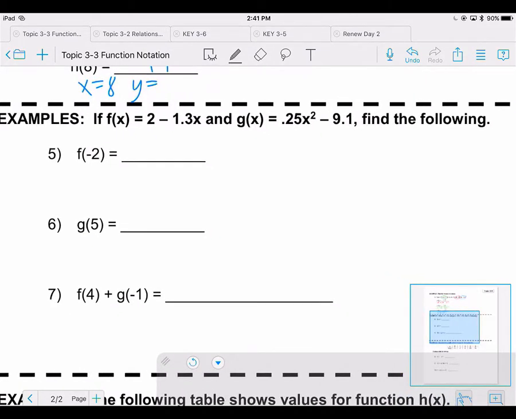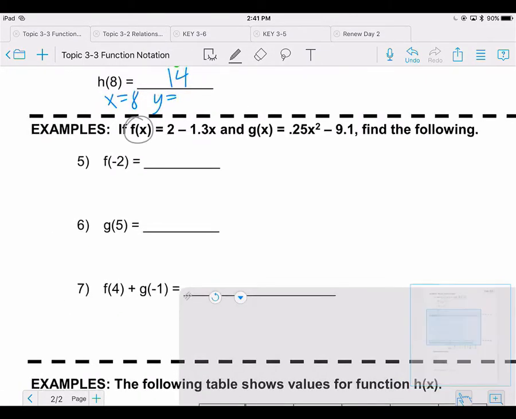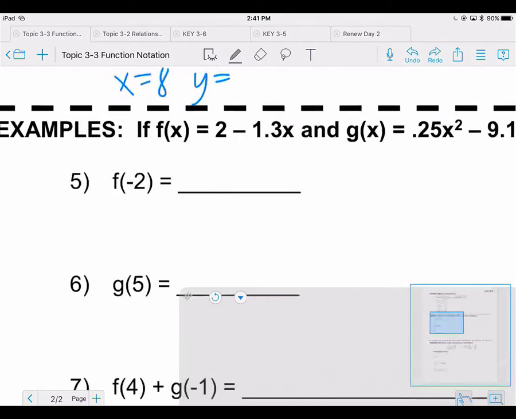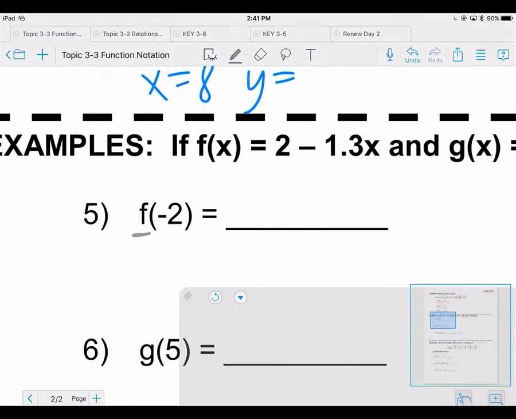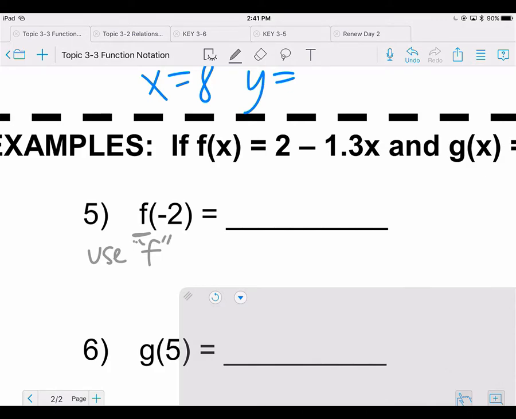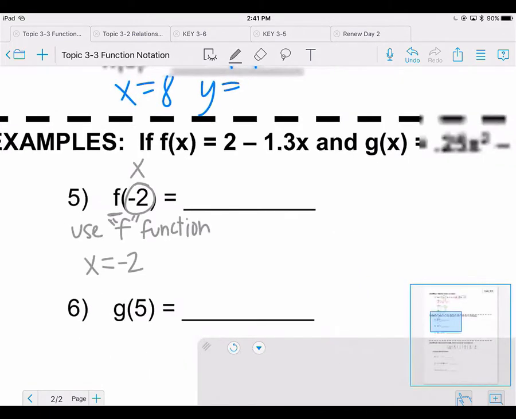Okay, so on this example, they give us 2 different functions. So this is where those letters really come into play. On problem 5, they want you to use the f function and use the fact that x is negative 2. So the inside tells us what x is, the outside tells us what function we're going to use.